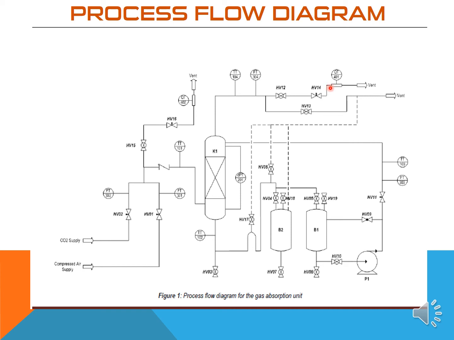Next, throughout the experiment, monitor and maintain the air, carbon dioxide and water flow rates by adjusting the appropriate valves HV01, HV02, and HV11. Next, repeat the experiment from step 2 to step 12 using a water flow rate of 1.5 liters per minute, an air flow rate of 30 liters per minute, and a carbon dioxide flow rate of 6 liters per minute.